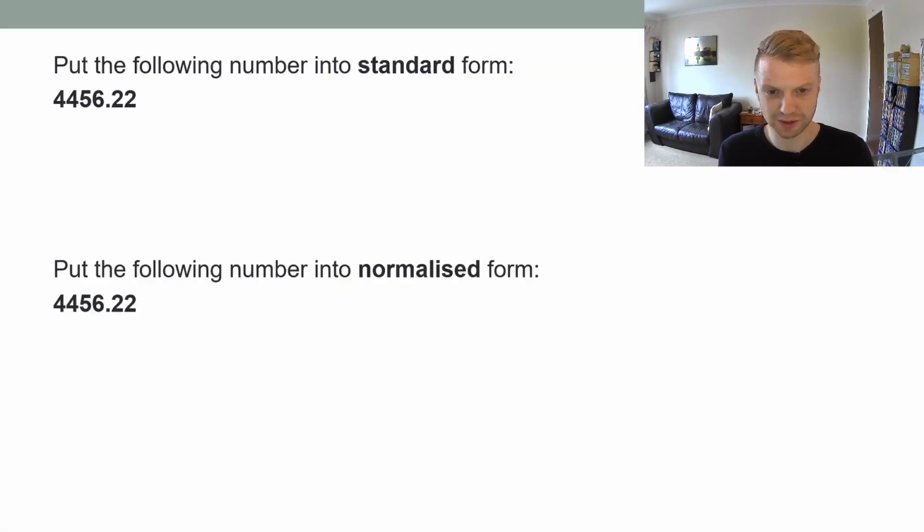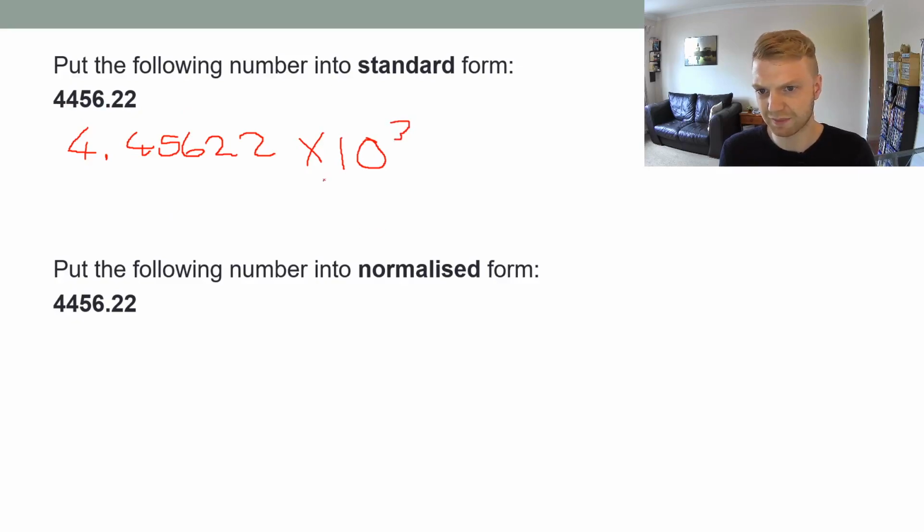So I've got some examples here. If you were to get this question in maths or something like it, put the following number into standard form, what you would do is you would put a 4 there, and then you get this decimal point and you put it right after the first digit, and then you put everything else after it. And then you do times 10, and you count how many places you moved the decimal point. So you moved it up 3 places, and that's it.